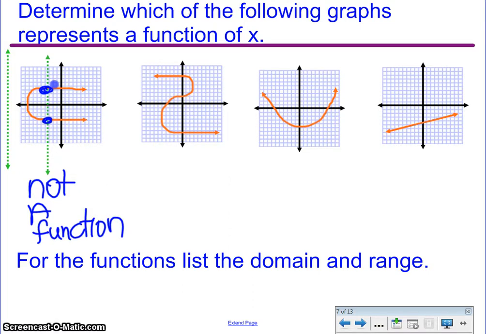Let's continue moving across. So taking it, we're coming across here, and wow, look at that. It hits it here, here, and here. So 3 times where it hits at the same time, which makes this not a function.